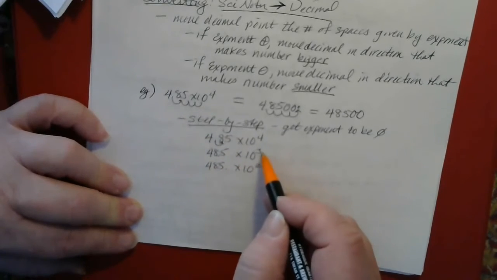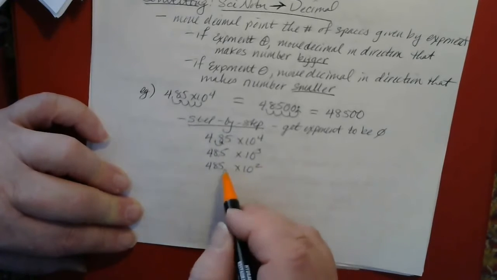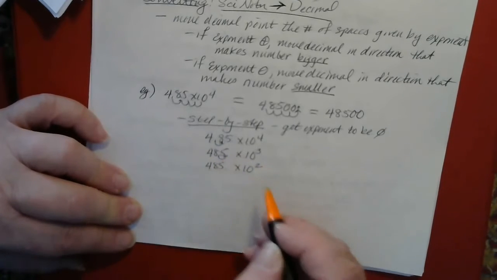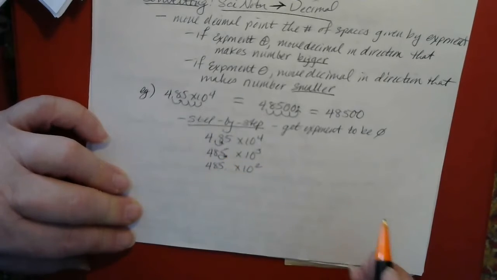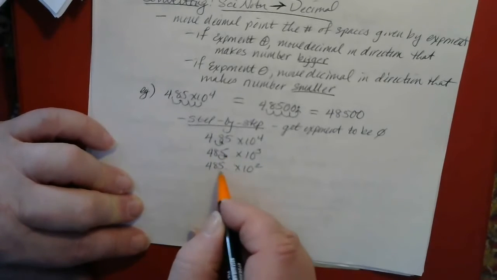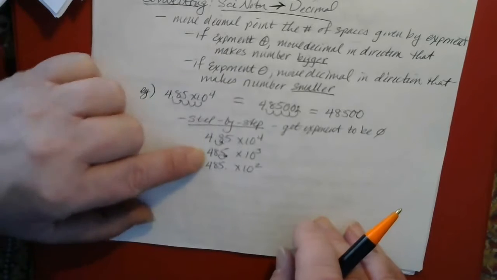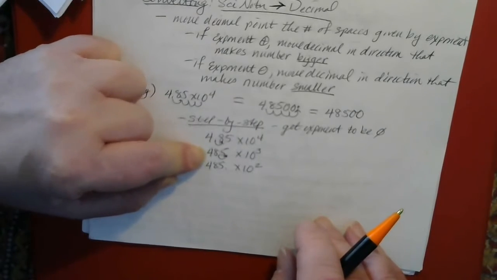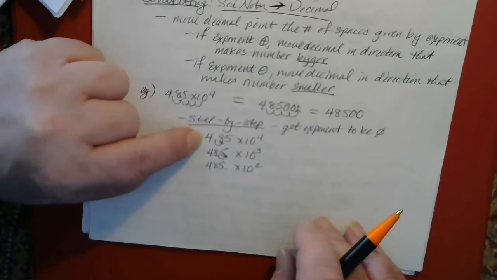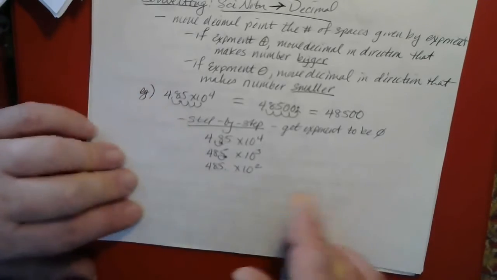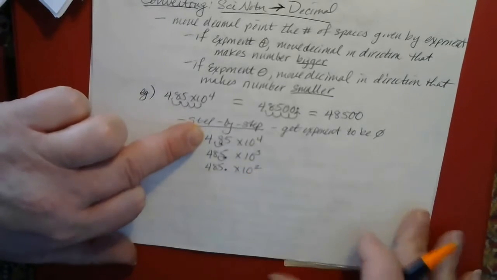Okay, the next step is you want to get the exponent to go down to 2. Well, to do that, all you have to do is move the decimal point 1 more space in the direction that makes the first part of the number bigger. So 485 times 10 to the second is the same thing as 48.5 times 10 to the third, and it's the same thing as 4.85 times 10 to the fourth. All of these numbers have the same value, but only the first one is proper scientific notation.